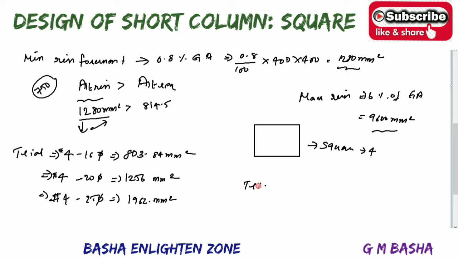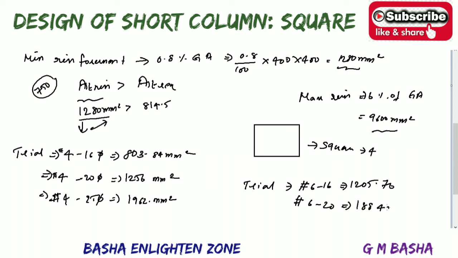Then check the trials with 6 bars also, that is 6 bars of 16 dia. How much will it take? 6 into pi d square by 4, already we know that. 6 into 16 square by 4, so you will get 1205. It also does not suit. Then provide 6 bars of 20 dia. Check the trial. 6 bars of 20 dia, how much will you get? Maybe you will get around 1884.